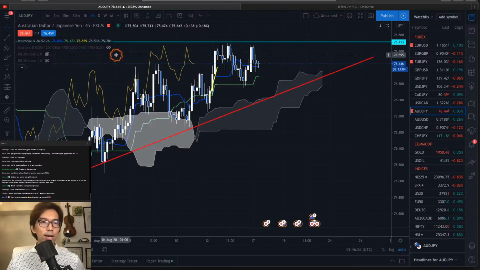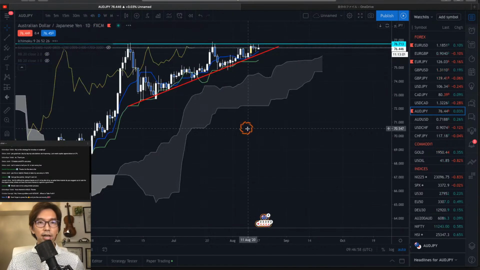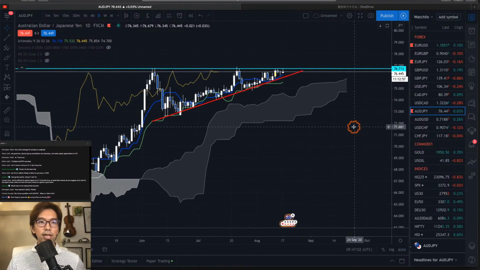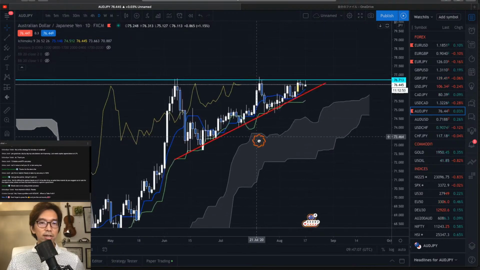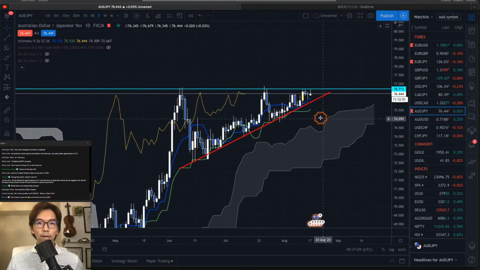And the AUD/JPY daily chart, I think I was uptrending. Yeah, and this is still uptrending. AUD/JPY looks to be a beautiful ascending triangle, so it may break upwards. So Kijun-sen up, Kumo up.